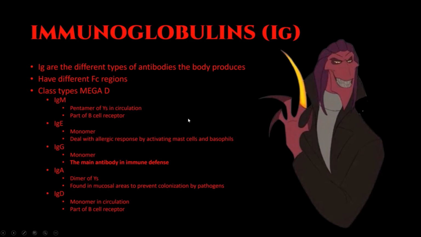There are different types of immunoglobulins. The different immunoglobulins are separated because they have different crystallizable fragment regions. So those regions can bind to different proteins, different leukocytes, that sort of thing. I'm not going to go into a lot of these in particular. I guess the main ones are immunoglobulin E, which is usually activated by allergens, and then will activate mast cells and basophils. And immunoglobulin G is the main one you'll see in immune system defense.